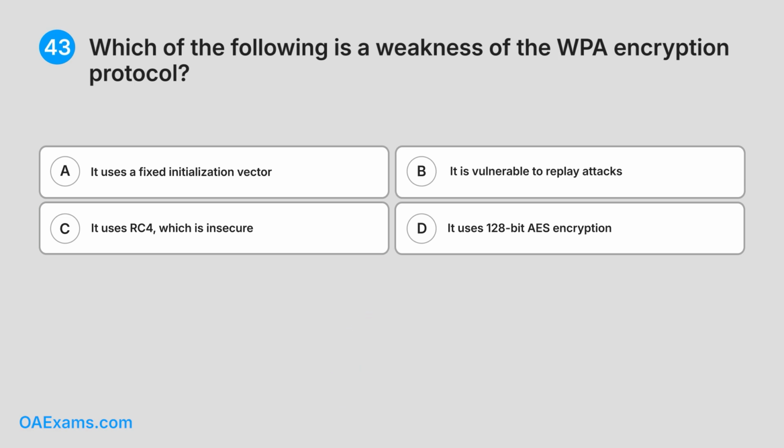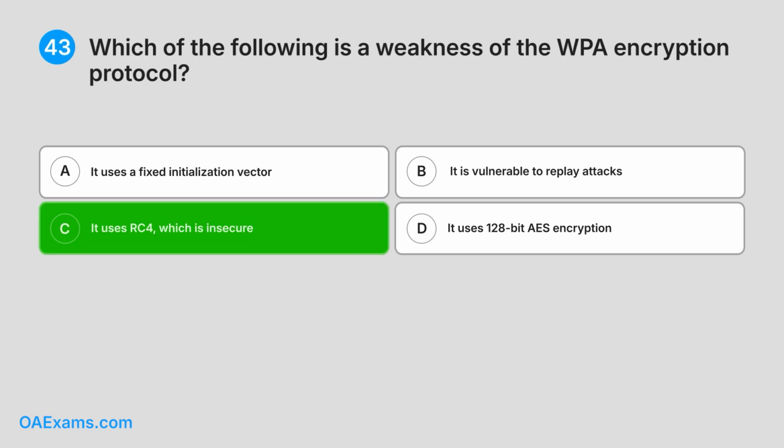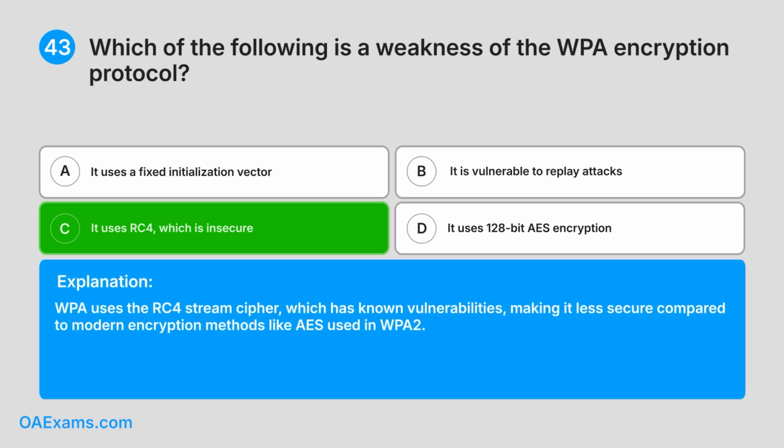Correct answer. C. It uses RC4, which is insecure. Explanation. WPA uses the RC4 stream cipher, which has known vulnerabilities, making it less secure compared to modern encryption methods like AES used in WPA2.